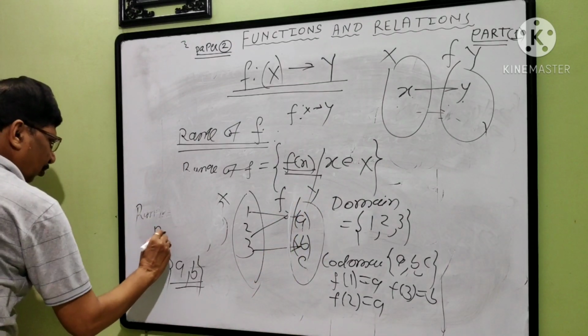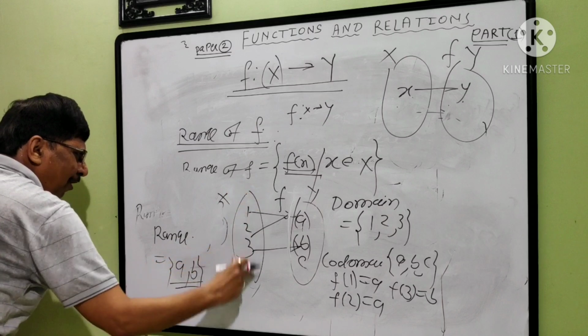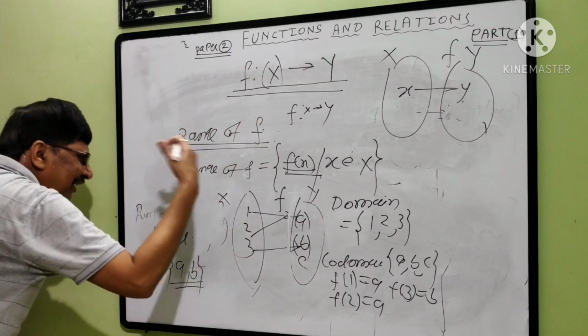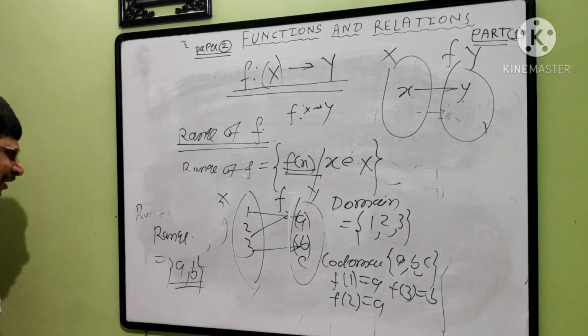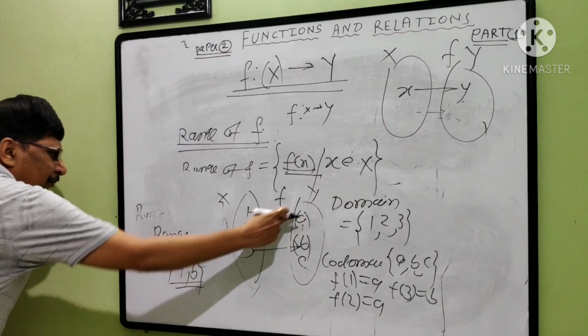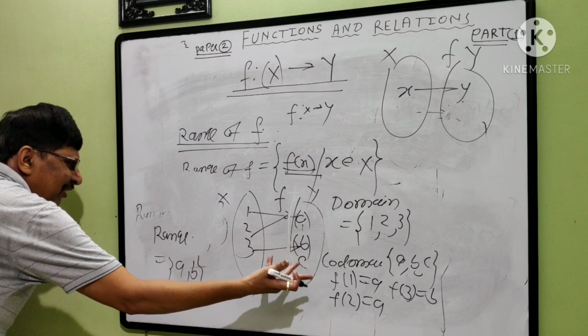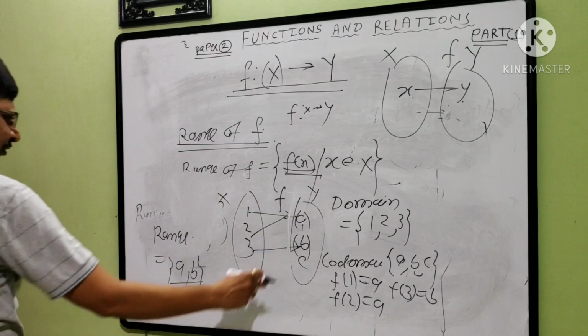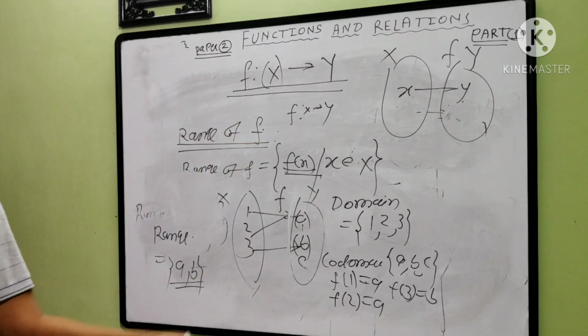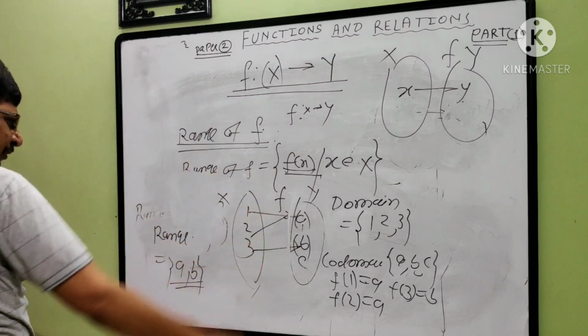But what is the range? It is f of x only. F of x means those elements of the codomain which are related to some element of the domain. F of 1 is A, f of 2 is A, f of 3 is B. C will not come. Why? Because she is not related, or she is not the image of any element of the domain. Now you know the difference between codomain and range.